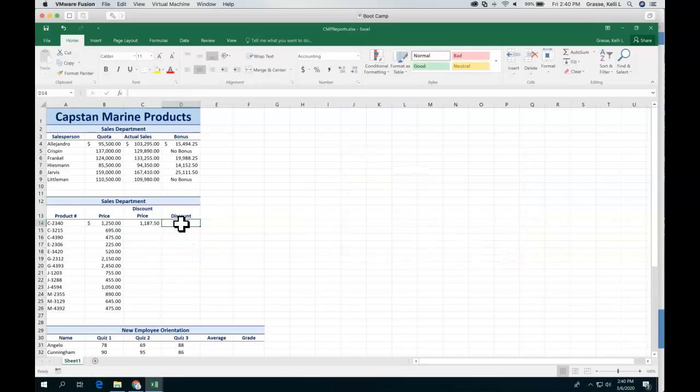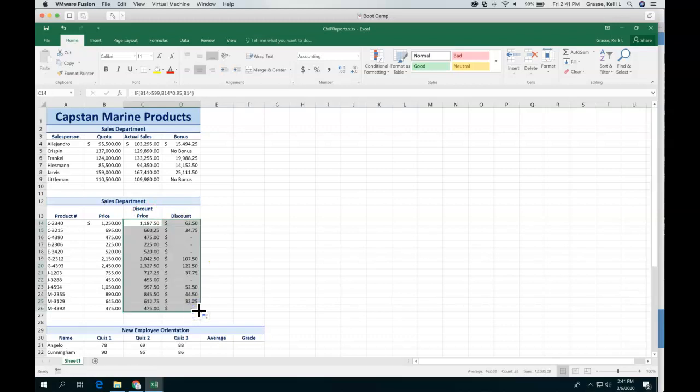And then we can go ahead and determine the discount there. We'll go ahead and type in that formula. So that's just a simple formula: price minus the discount price would give us the actual discount there. And then we could copy both of those down the column here by selecting them both and then dragging down.